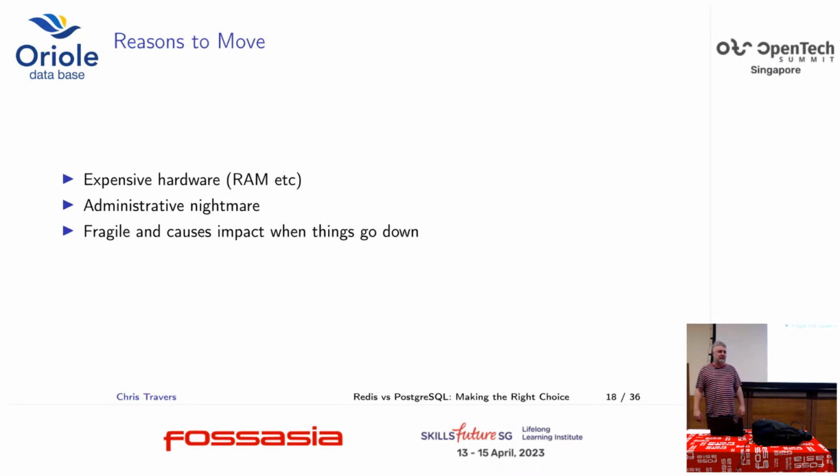Another major reason to move, besides the administrative headache, was the fact that Redis hardware is more expensive than Postgres hardware, right? Redis has to have everything in memory. Postgres puts everything on disk. But the other big issue is that this big Redis infrastructure was brittle.